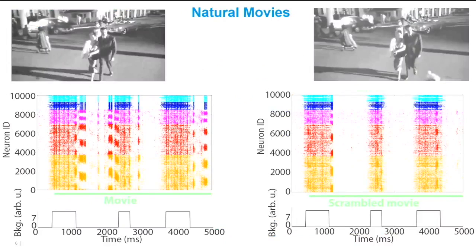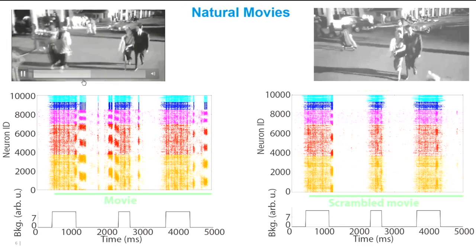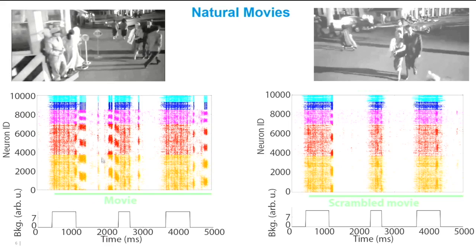In addition to drifting gratings, we also show you here responses of model layer 4 neurons in response to a natural movie stimulus. Shown here on the left is a 3-second clip from the movie Touch of Evil, which is the same movie as was used in the Allen Brain Observatory. Shown below are spiking rasters of the biophysically detailed neurons in response to this 3-second movie clip.